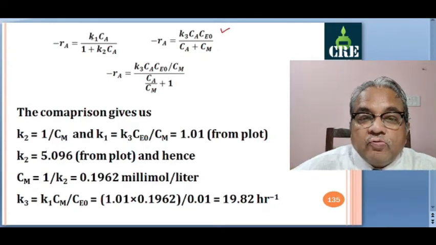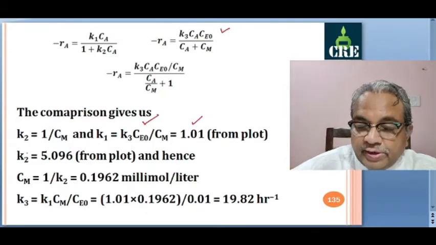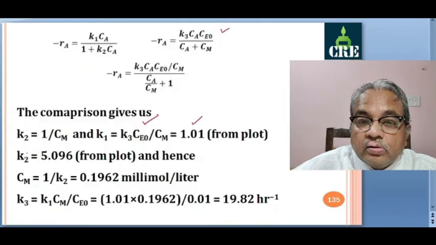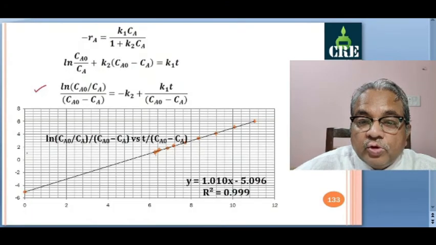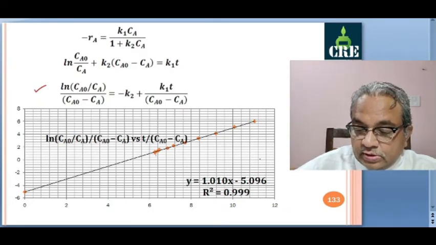So what is the equivalent of K1? K1 is K3Ce0 by Cm. And this K1 we have obtained from the plot, it is 1.01. K2 value is also obtained from the plot. This minus K2, that value is minus 5.096. So K2 magnitude is 5.096 directly.